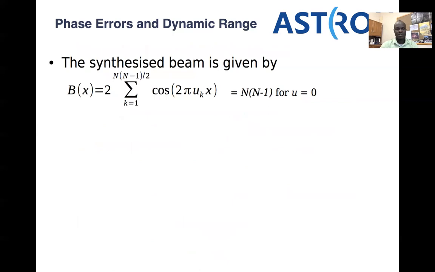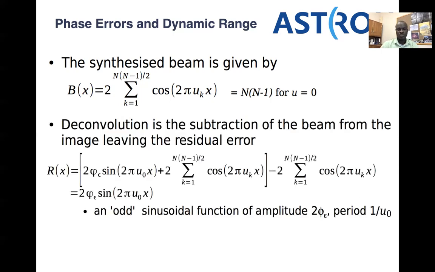Okay, so if you consider the synthesized beam, which is given by b of x, which is 2 times the sum from k equals 1 to all baselines over 2, and then you have this cosine of 2 pi u of k x, then for u equals 0, this will give you your total number of baselines. Okay. Because if u is 0, then this whole cosine of 0 becomes 1, and that's the entire solution you have, right?